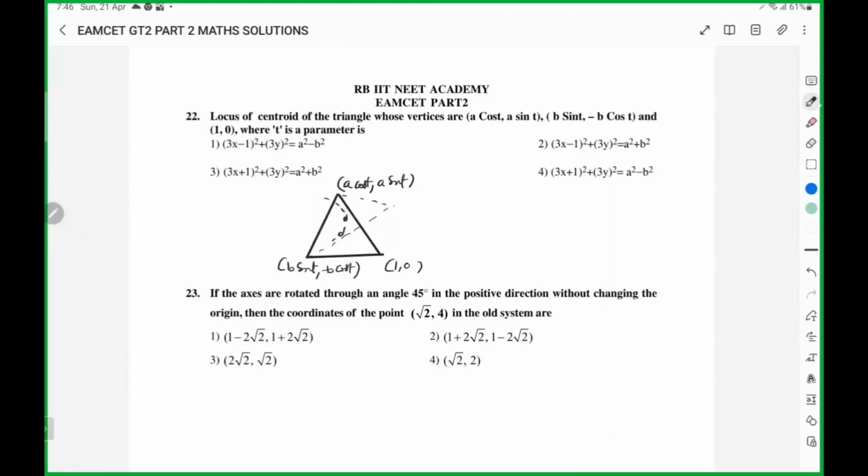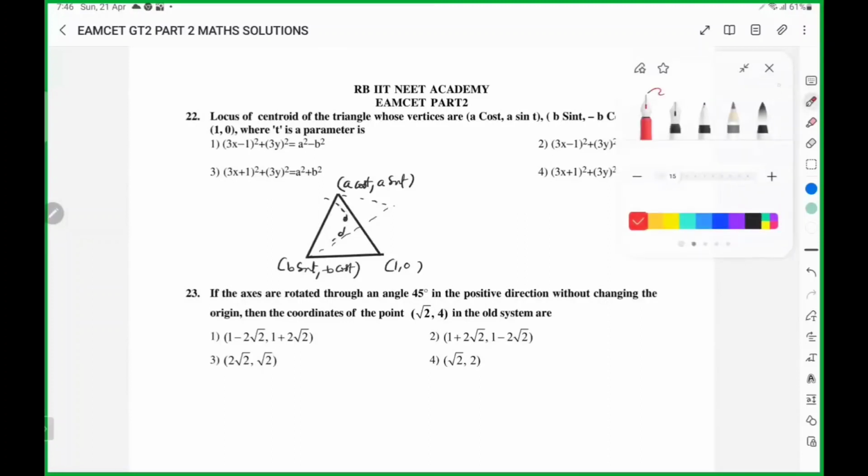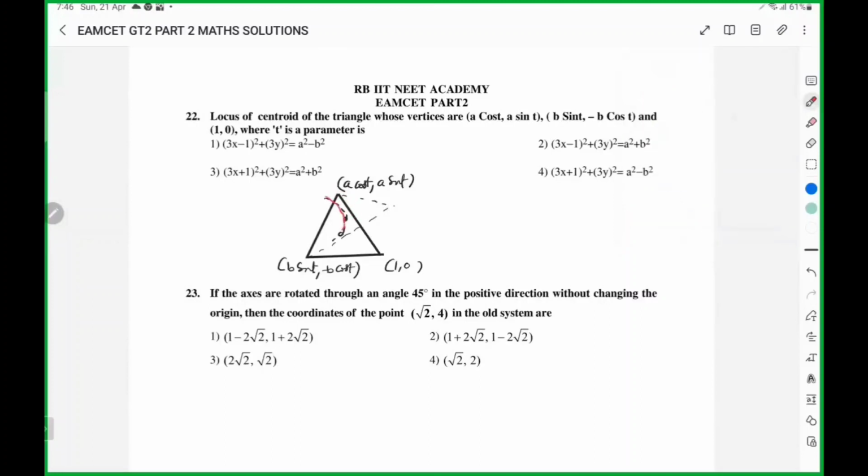So the locus depends on the value of t. But whatever t may be, you get different centroids, and that centroid must satisfy the options. What I am doing is, for easier purposes, I choose t as 0. Then I have a 0, b 0, minus b 1 comma. Here a and b are also arbitrary.